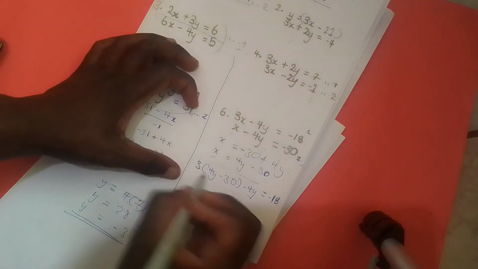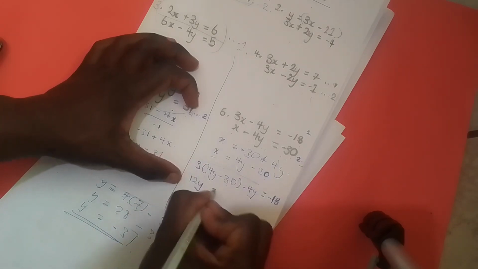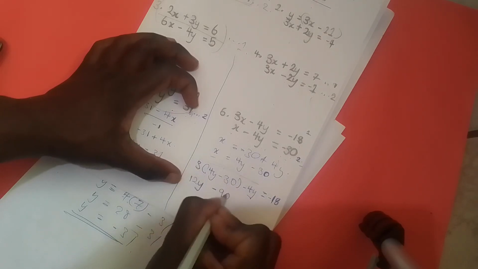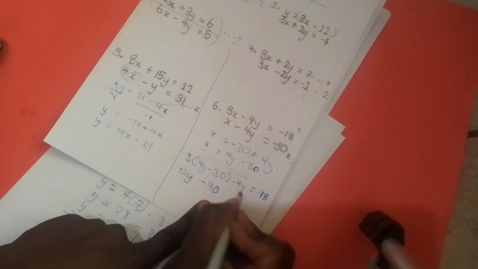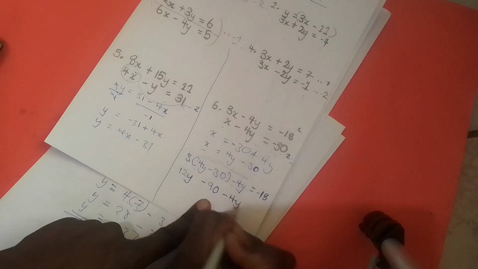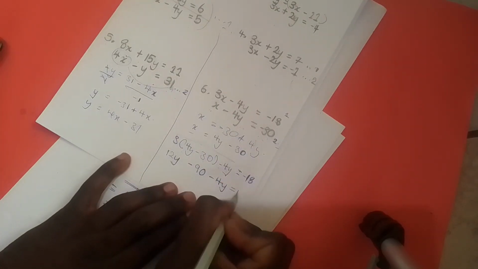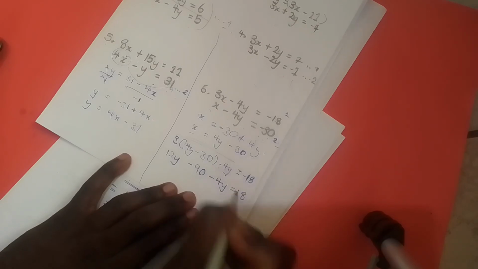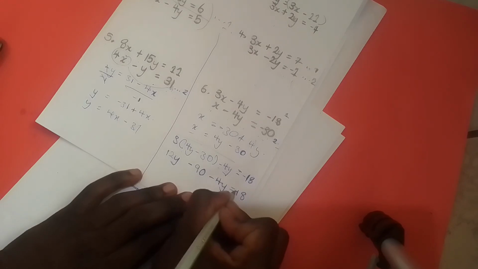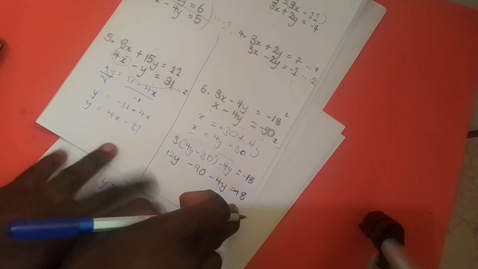Now let's expand. So 3 times 4y is equal to what? 12y. Then 12y minus 3 times 30 is equal to 90. Don't get confused: the negative 4y is independent and not in a bracket, so there's no need to expand it. And it is equal to what? Negative 18. My apologies, there's a negative sign here, so there's negative 18 here.